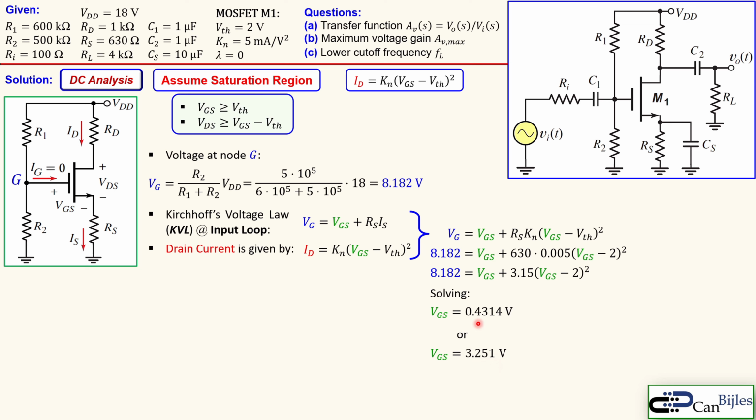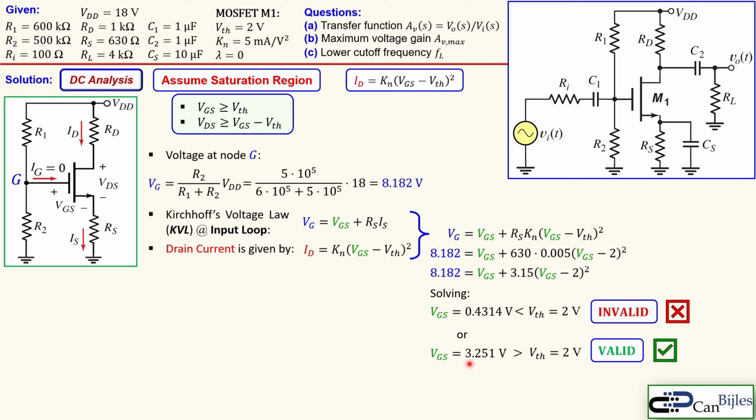Which one is now valid? This one is less than the threshold voltage of 2 volts, and this is larger than the threshold voltage of 2 volts. And we assumed the saturation region, which was necessary in order to continue using this formula. But for that we need to fulfill these two conditions. So VGS must be at least V threshold. In this case it is not valid, so this one is valid. So the valid solution for this case is 3.251 volts. That's also what we will use for the next calculations, and also for the drain current.